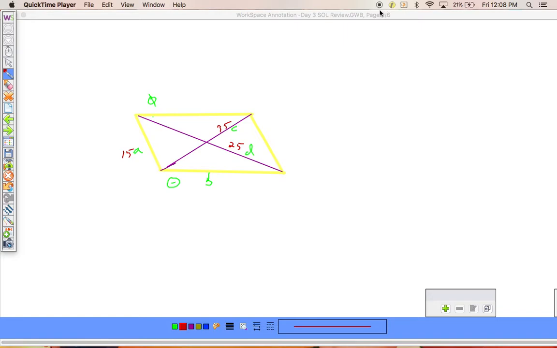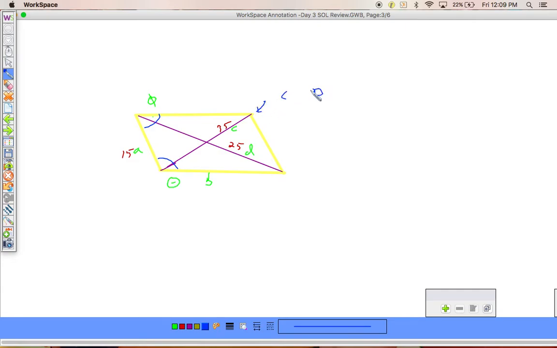All right, guys, here's number 7 for section 6-2. All right, this is what we're given. We need to find this angle and side B. All right, first thing we need to know, this is a parallelogram.